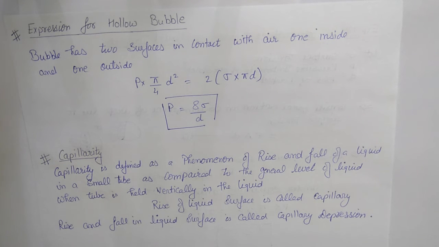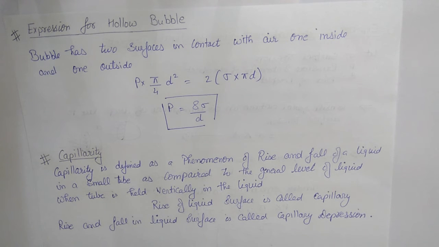Moving on to the next topic, that is expression for a hollow bubble. As we know that a bubble has two surfaces, that is an outer surface which is surrounded by air, and an inner surface which is also surrounded by air. So for that we say that P into pi by 4 d square is equal to twice of sigma pi into d. From that we get the pressure equation as 8 sigma upon d.